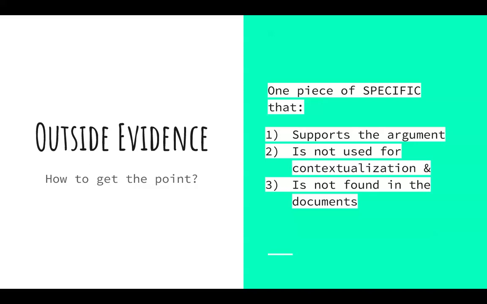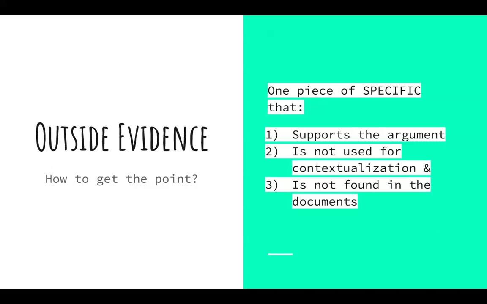So think about your outside evidence. How do I get that point? One, I support the argument. Going crazy here, guys. Two, I'm not using it for contextualization, so that shouldn't be a problem because contextualization is the first thing in your introductory paragraph. It's not going to be around the same place. And three, it's not found in the documents.